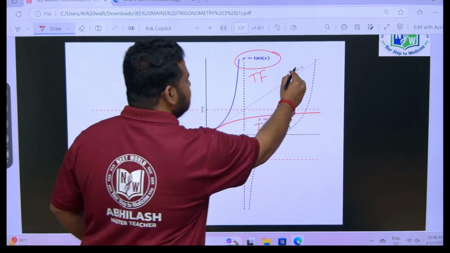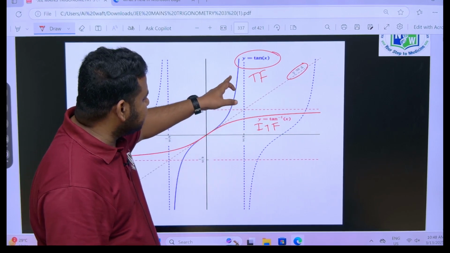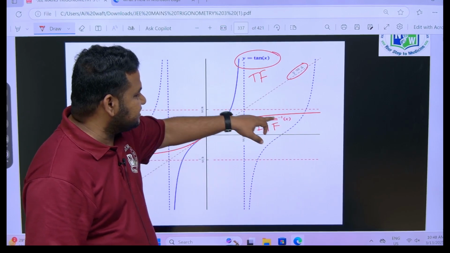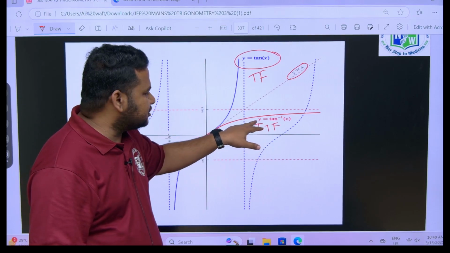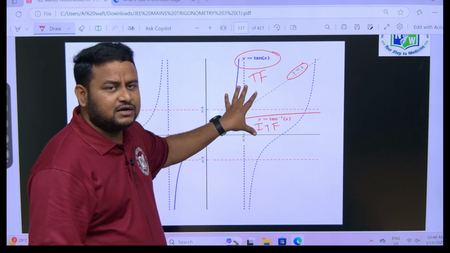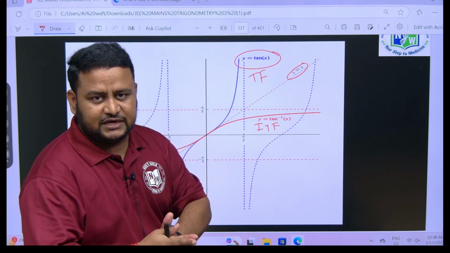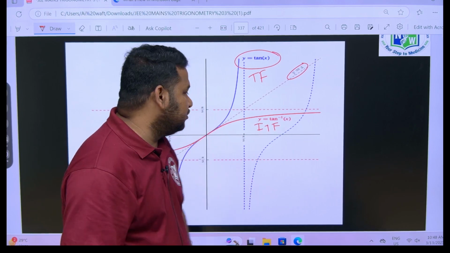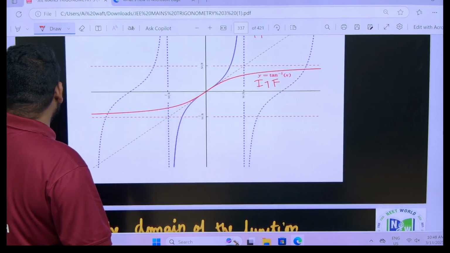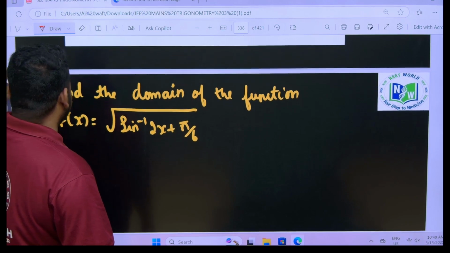So this is the y is equal to x line. Along this straight line, we have the mirror image. The mirror image of this is this one. Okay, that is the meaning of inverse trigonometric function. y is equal to tan inverse of x. This is the graph for y is equal to tan inverse of x. So right now we learned the definition of inverse trigonometric function and also the graphs of inverse trigonometric function. Now proceeding further, they are asking what is the domain. Before that, let us have a look at something.